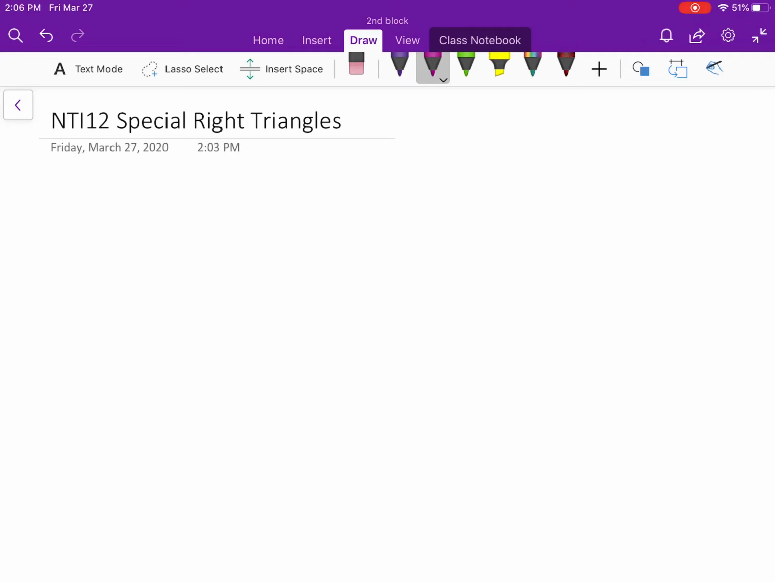These are the notes for NTI12, special right triangles. So in geometry, you all learned that there were two right triangles that were considered special. They have their own little list of formulas. So the first one we're going to look at is for the 45, 45, 90 triangle.